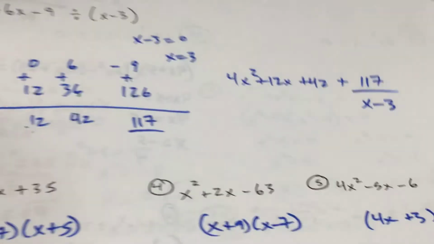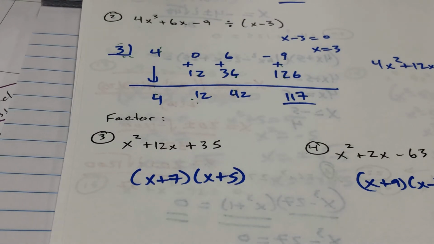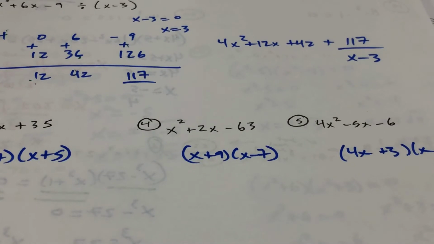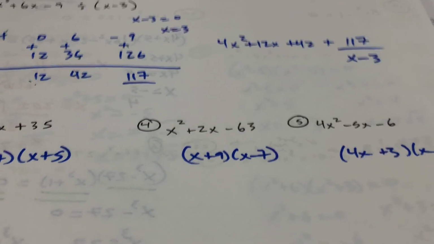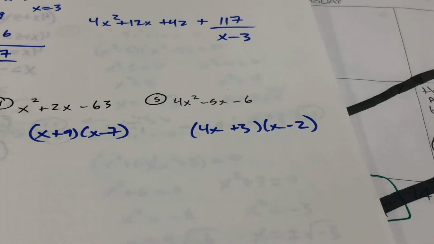We got some practicing with factoring. What multiplies to 35 and adds to 12? Got x plus 7, x plus 5. What multiplies to 63 and differs by 2? 9 and 7. Bigger factor is positive because the middle term is positive. And you solve this by guess and check. That's how we can factor that one.